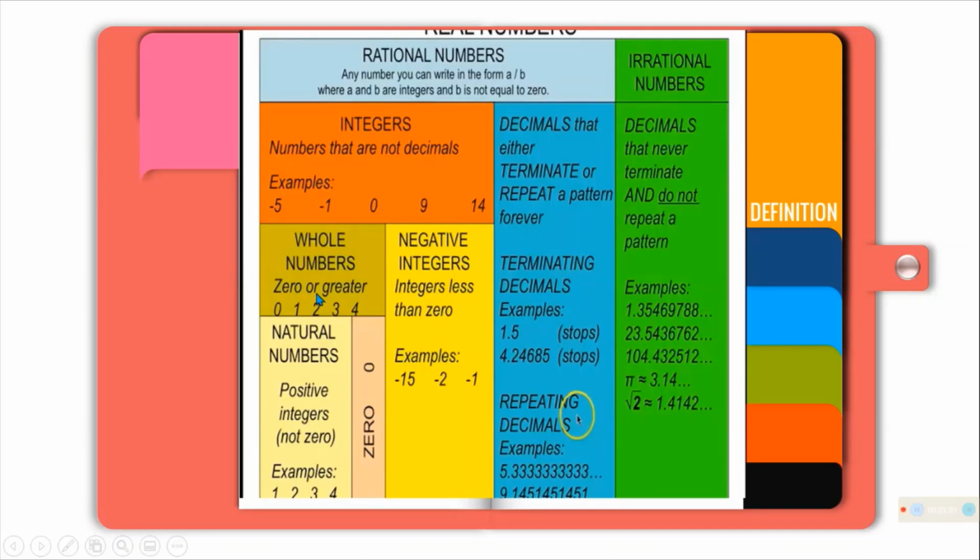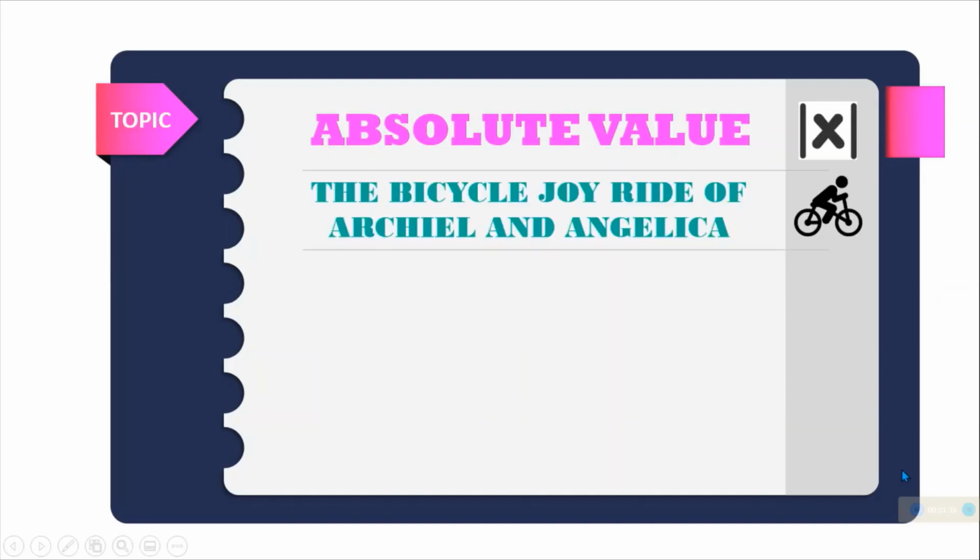Sa whole numbers, kasama si 0, and positive numbers. Sa negative naman, yan yung mga less than 0. That is negative numbers. Then we have natural numbers, so tinatawag natin counting numbers, and we start sa 1. Pag nilagyan na siya ng 0, that is whole number. So, we proceed to absolute value.